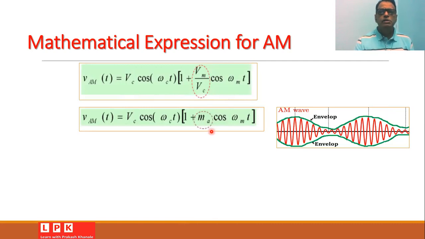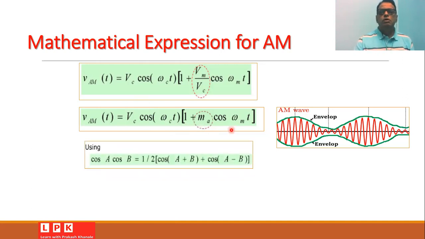And this can be represented by the modulation index Ma, where the modulation index indicates the percentage of modulation or degree of modulation. So we can rewrite the equation as Vc cos of omega ct in the bracket 1 plus Ma cos of omega mt. Now, it is possible to further expand this expression. Whenever you want to expand it, you need to use one formula: cos A into cos B is equal to 1 by 2 into cos of A plus B plus cos of A minus B.